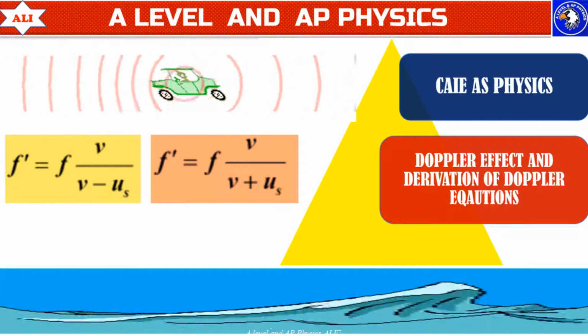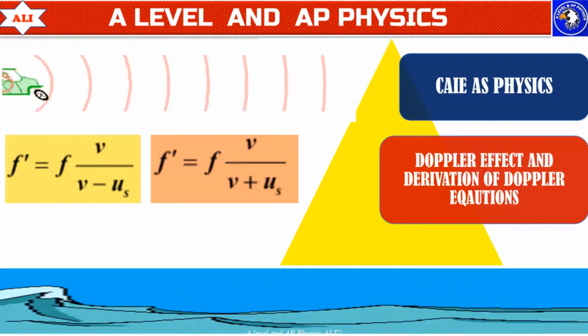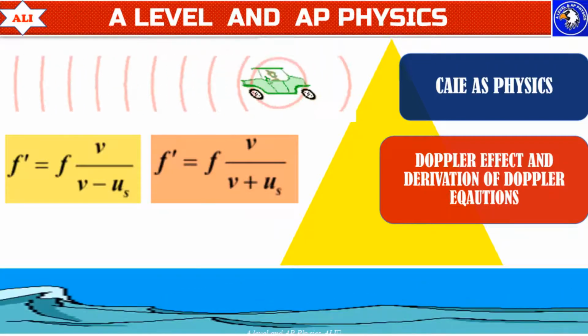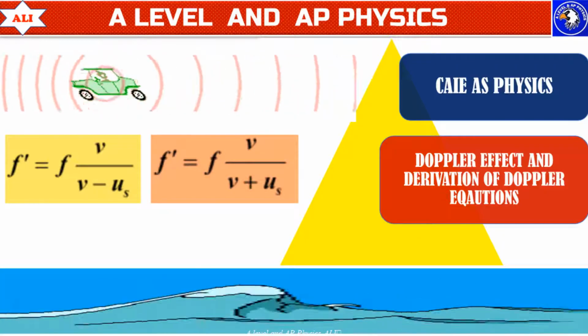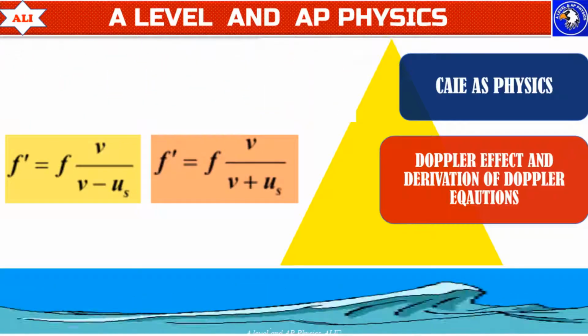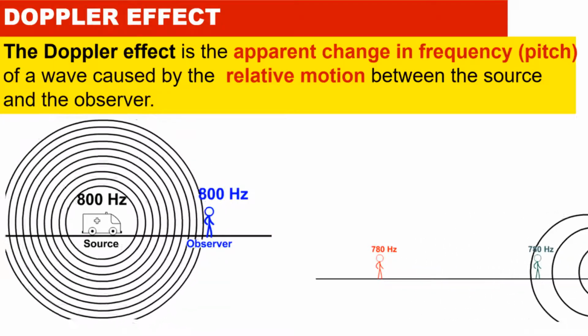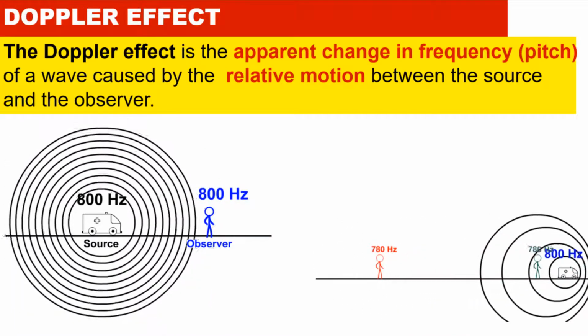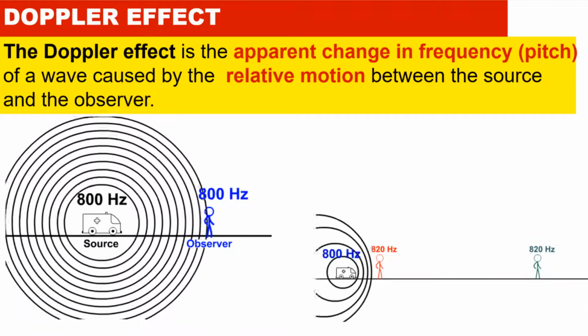In the last video, we discussed the Doppler effect. In today's video, I will explain what exactly the Doppler effect is and how to derive the Doppler effect equations. The Doppler effect is all about the apparent change in frequency of a wave. So what exactly does it mean?